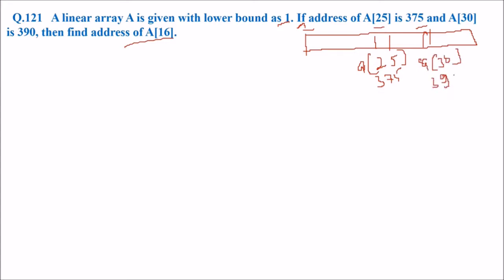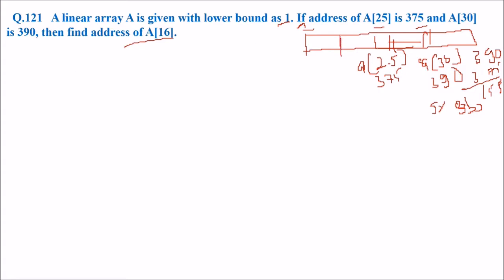You can see 5 variations, so there are 5 values in between. You can easily find the difference: 390 minus 375 is only 15, and there are 5 values, so each will take 3 bytes or 3 units. Now find the address of A16.